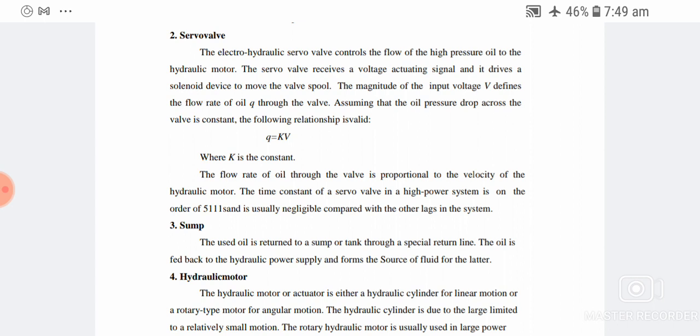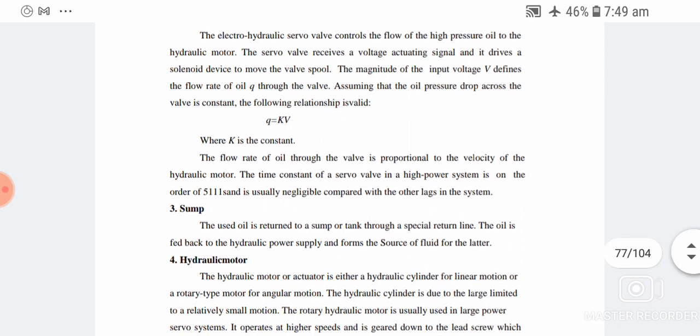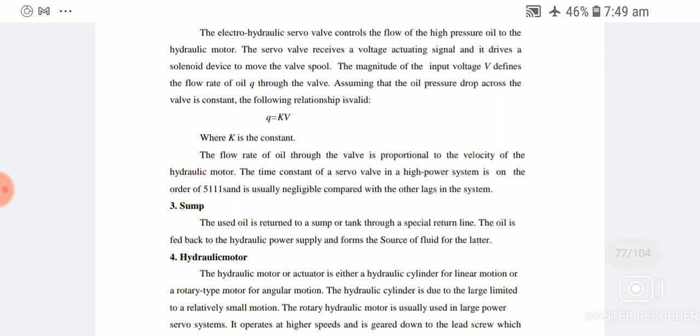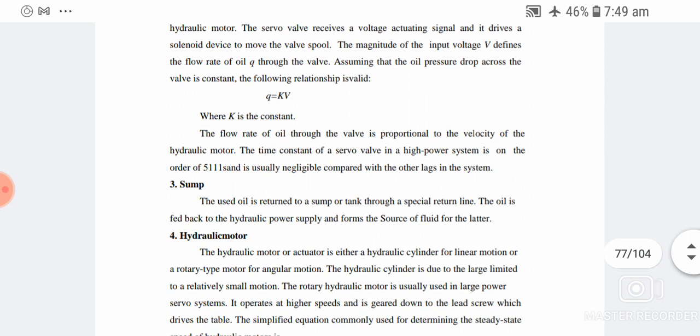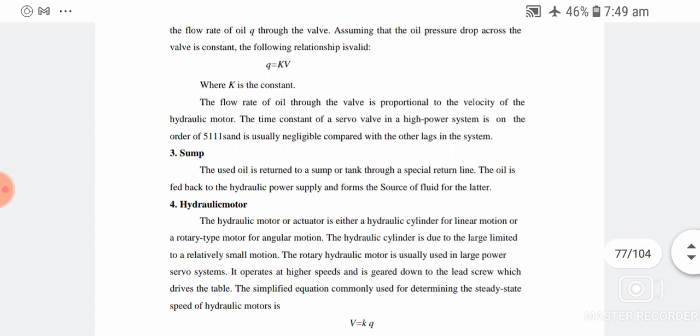The magnitude of the input voltage V defines the flow rate of oil Q through the valve, assuming that the oil pressure drop across the valve is constant. The following relationship is valid: Q is equal to KV, where K is a constant. The flow rate of oil through the valve is proportional to the velocity of the hydraulic motor. The time constant of a servo valve in a high power system is usually negligible compared with the other lags in the system.